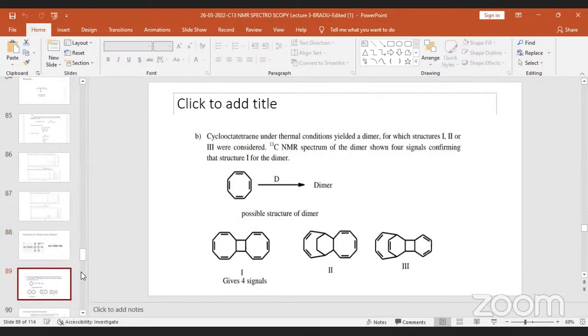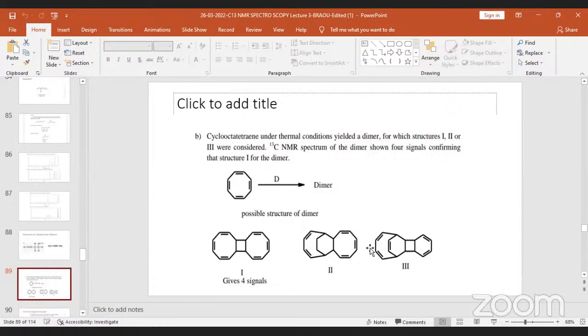Now, it is also used for differentiating isomeric alkenes. This structure, cyclooctatetraene, under thermal conditions yielded a dimer. This reaction was carried out before C13 NMR was routine. Actually, proton NMR was developed first, and C13 NMR was developed later because of the sensitivity problem. And before that, this dimeric structure identification was difficult.